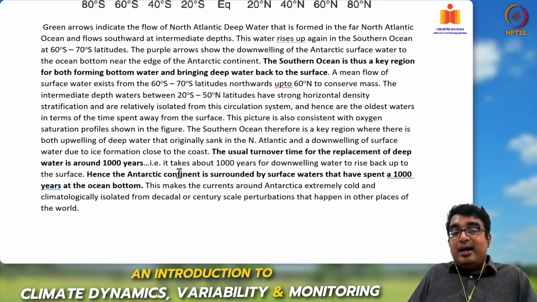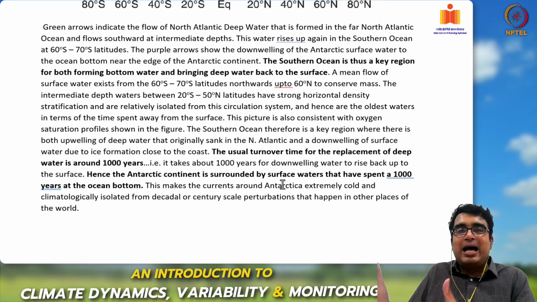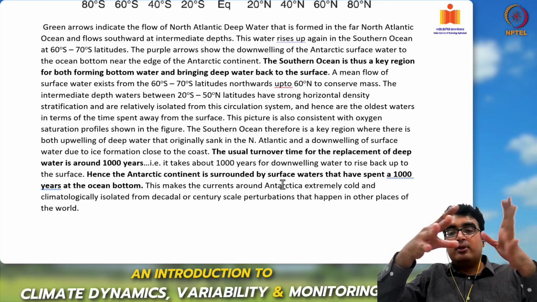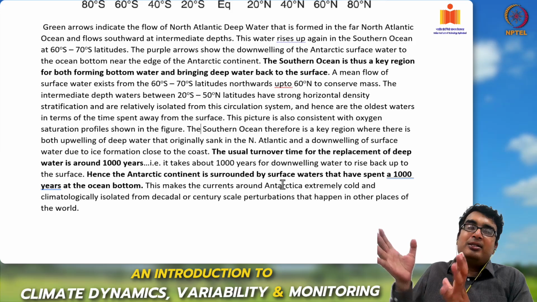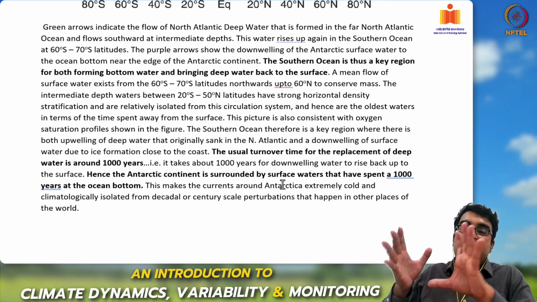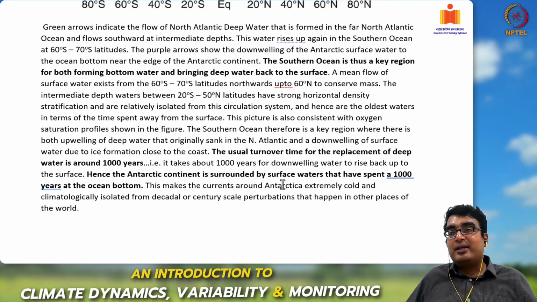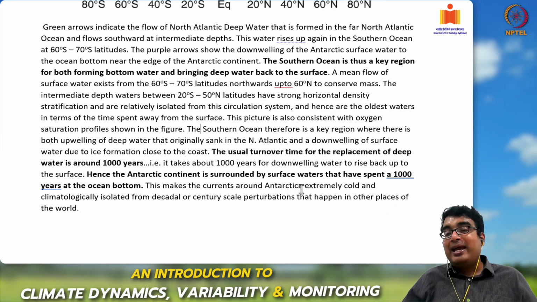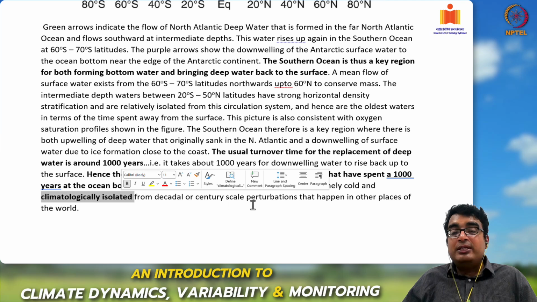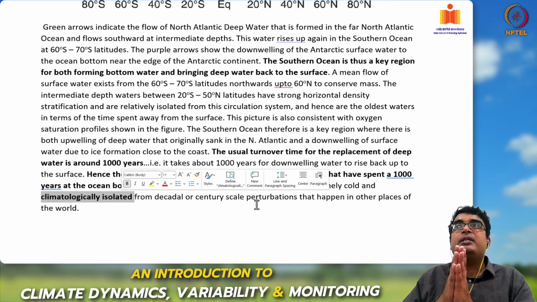Thus, the Antarctic continent is surrounded by surface waters that have spent 1000 years at the ocean bottom. The upwelling is creating the surface waters around the Antarctic continent. So deep waters that have spent 1000 years at the ocean bottom are rising up off the coast of Antarctica and then going back down again. This makes the currents around Antarctica extremely cold and climatologically isolated from the decadal and century scale perturbations that happen in other places of the world.